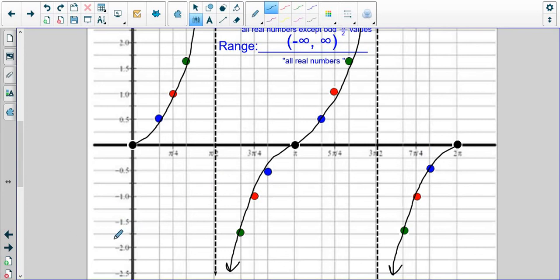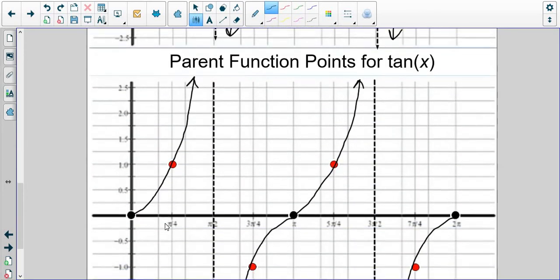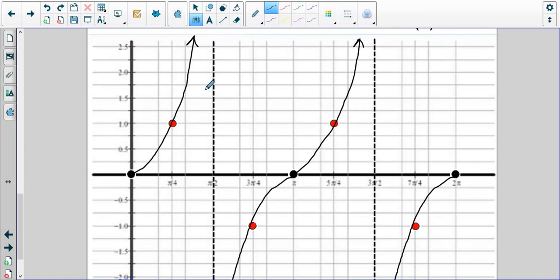And the parent function values for that, I like to think of it as 0, 0, asymptote, 0, asymptote, 0. And then we do need at least one value to show the curve. And so we use the pi over 4 values, all of them 1, negative 1, 1, negative 1. So when I graph this, I graph it like this.